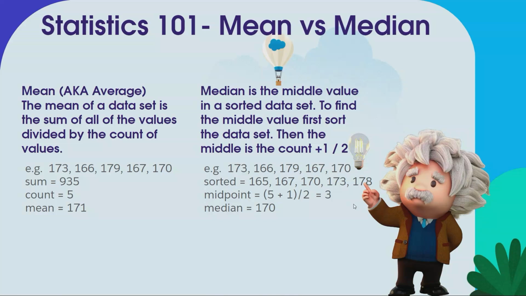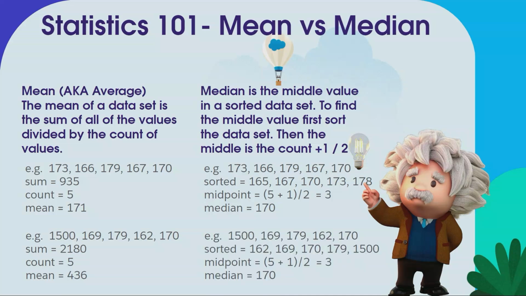Now, the reason I'm giving you this very basic stats lesson is it'll come back. It's one of those you've got to wait till the end scenarios. But if we look at this other data set, the only difference is that first one is 1,500 units, and it blows the mean out. It's 436. If we look at the median, you'll actually see it's the same number, and that's really important. And again, it'll come later.